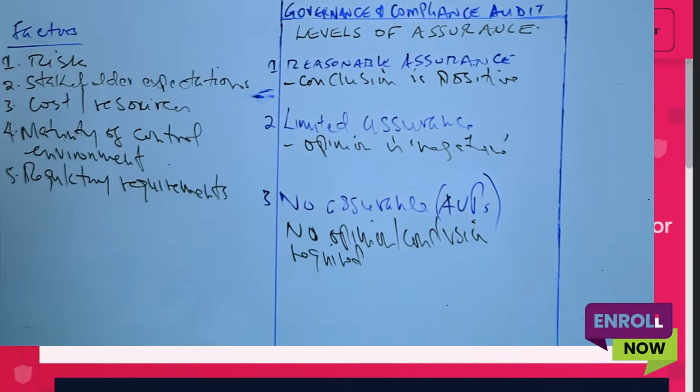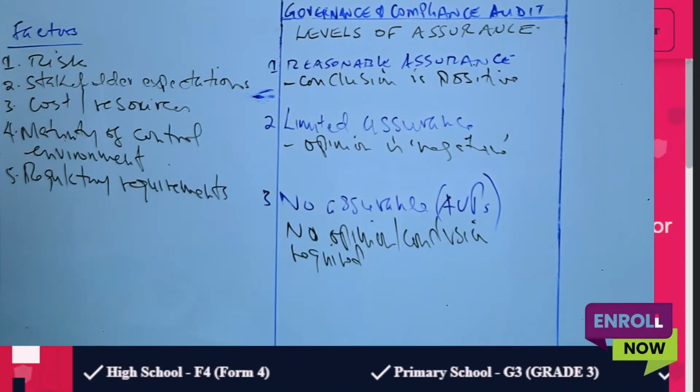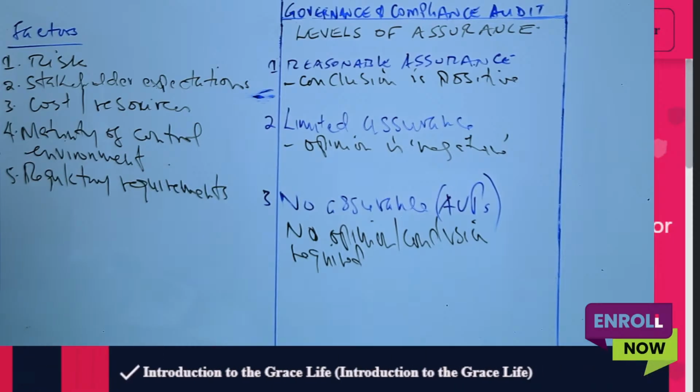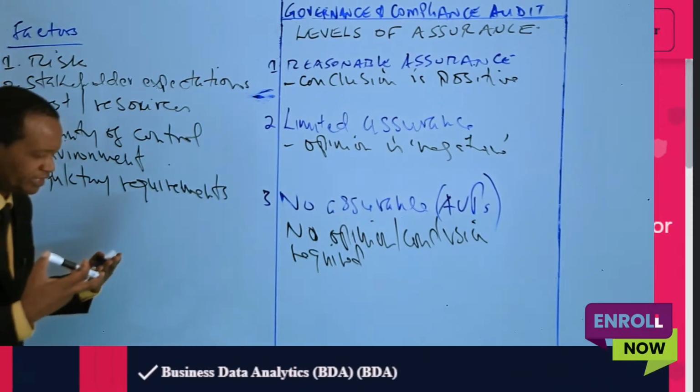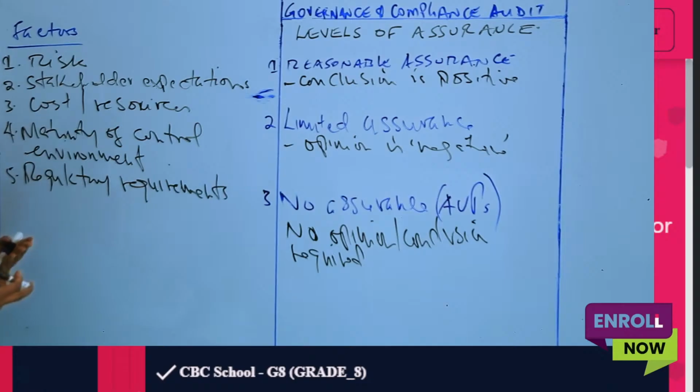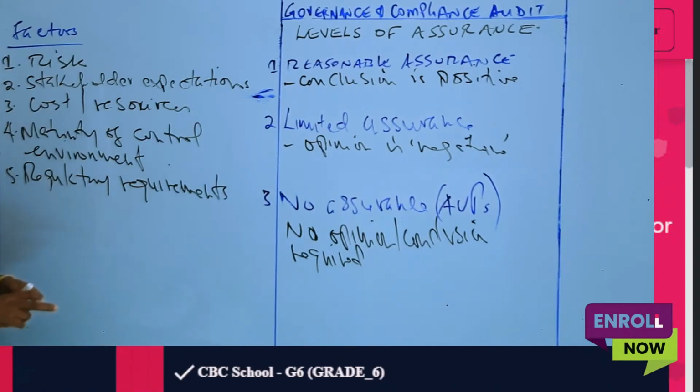Regulations. Some laws or regulations explicitly require a specific level of assurance. The regulators may insist that certain audits be performed.